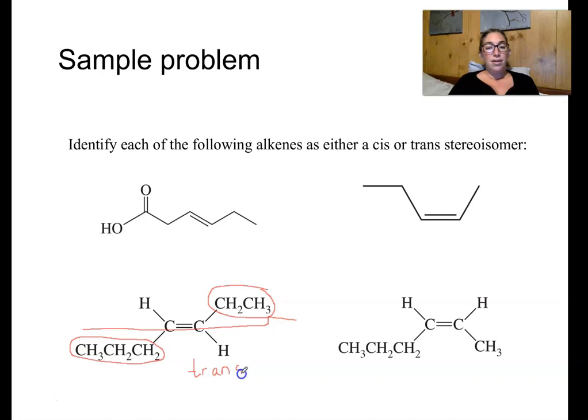versus one like this here. We extend that double bond and we draw a line through it. We've got a substituent here and here. They are both on the same side of the line underneath the double bond. So this would be a cis isomer.